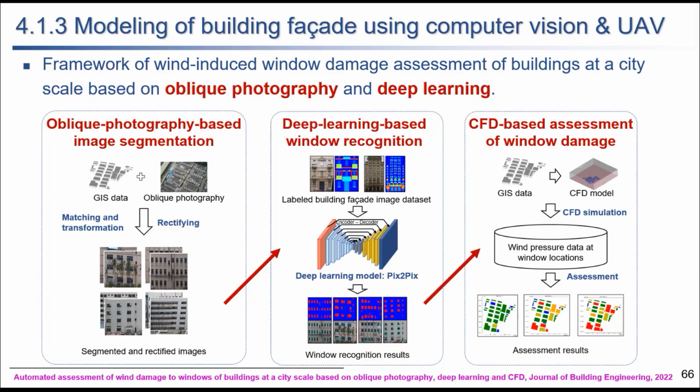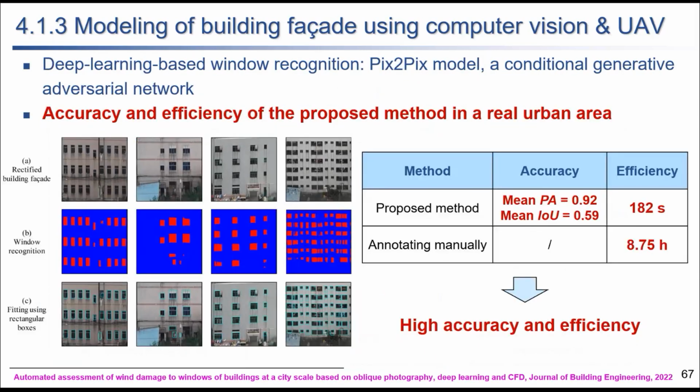So here is the example. We have this photo of a building facade, and we can recognize the windows and do the prediction. We can see that we can make the process much more efficient and also very accurate.